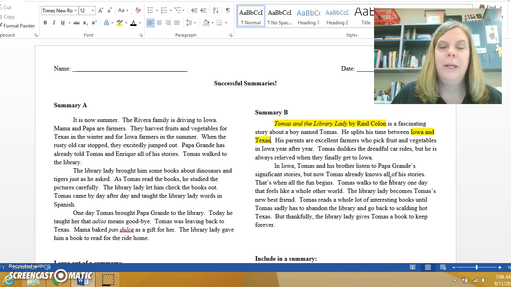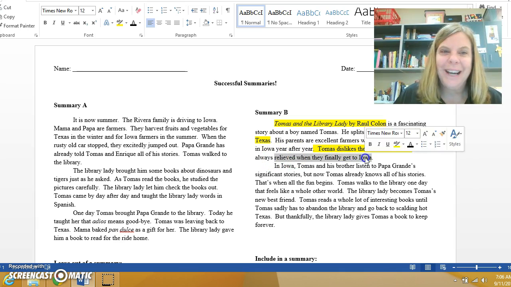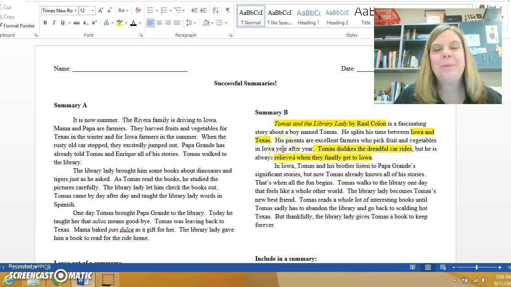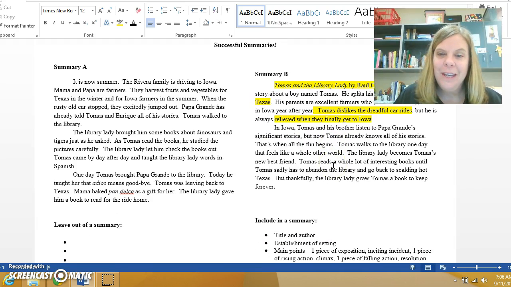Is that something else that is good? Some of the main points here. Well, we know that Thomas dislikes the car rides. That's good. And he's relieved when they finally get to Iowa. Now, I haven't read this story. Why can I not get this to highlight? I haven't read the story, but I'm guessing that those are pieces of the exposition.